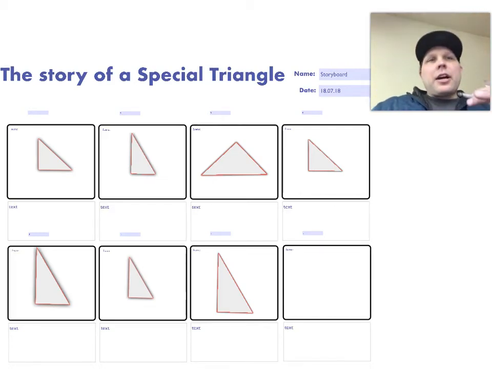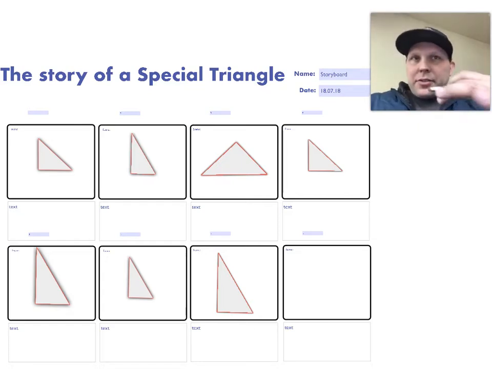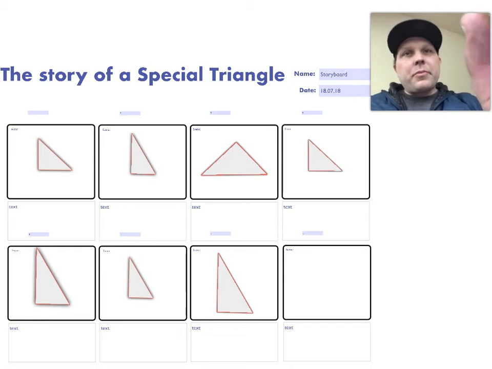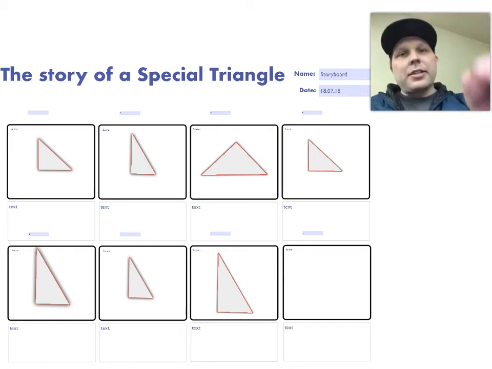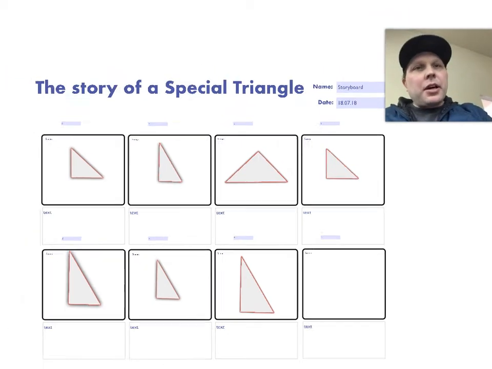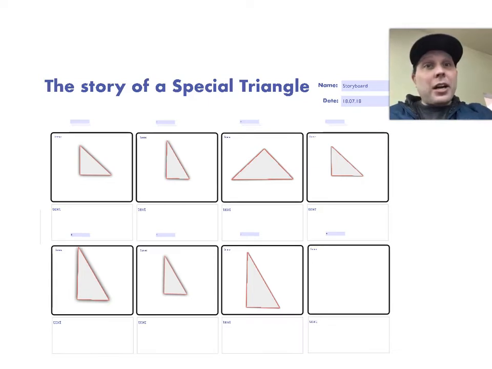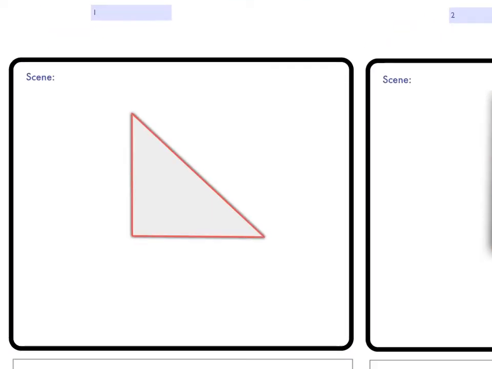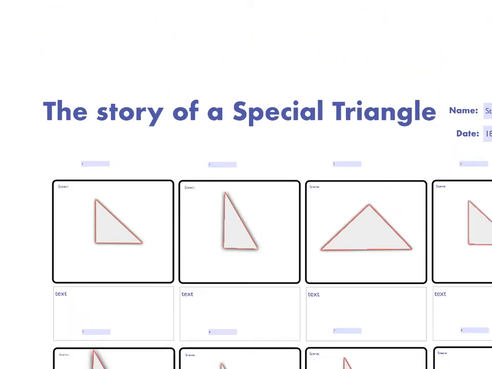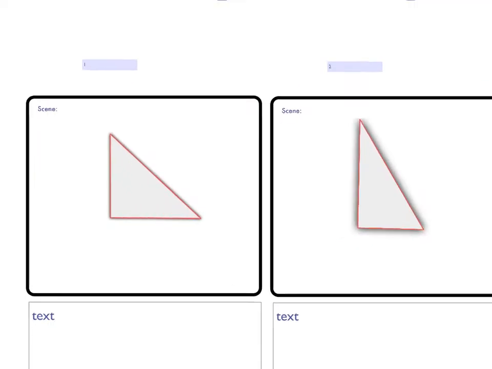Hi guys, so I was asked to do a quick summary of some examples of special right triangles. This is something that'll be coming up on a test here. So I thought I'd do this real quickly as a storyboard. This is a storyboard for my new movie, the story of a special right triangle.